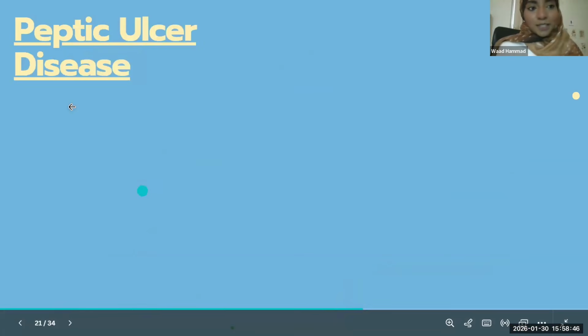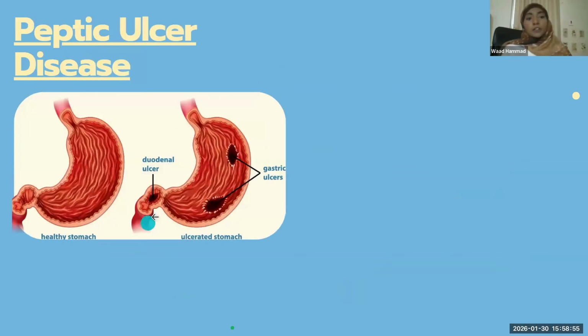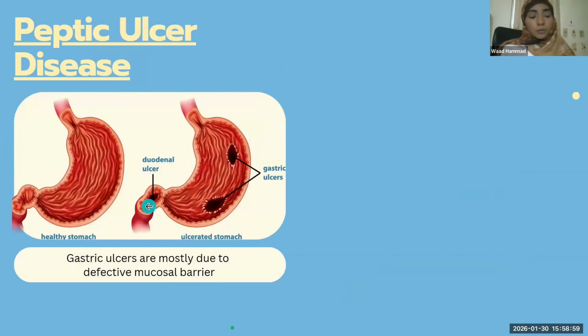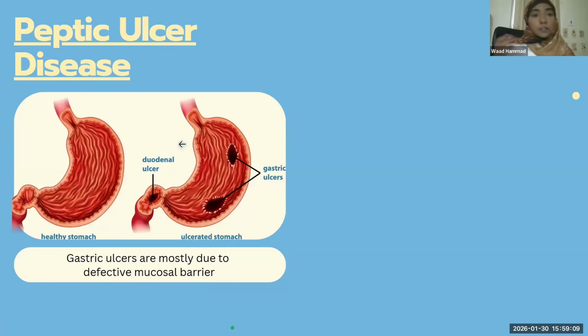Very sad. Now we'll talk about peptic ulcer disease, which can happen because of a H. pylori infection, right? So in this photo, you can see that there's holes in the stomach wall and in the duodenum wall. And gastric ulcers usually arise because there's a defective mucosal barrier. So if it's in the stomach region, it's usually because we have, for example, less mucus secretion, or less bicarbonate secretion, so that makes more holes in the stomach.